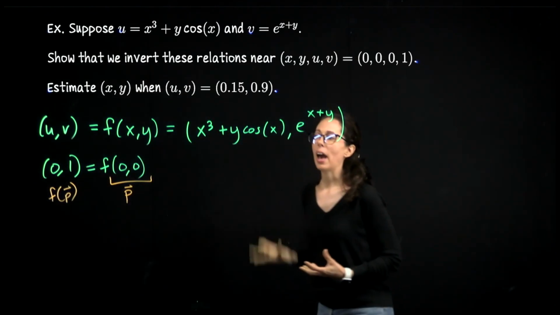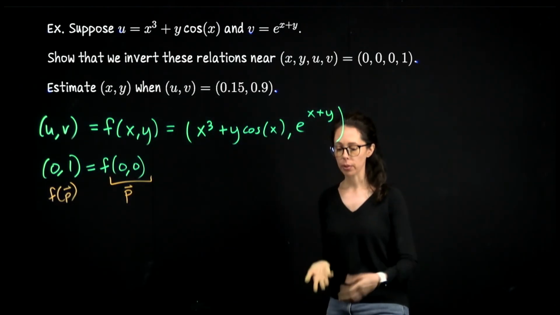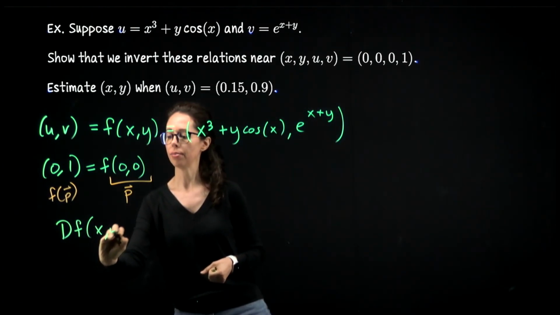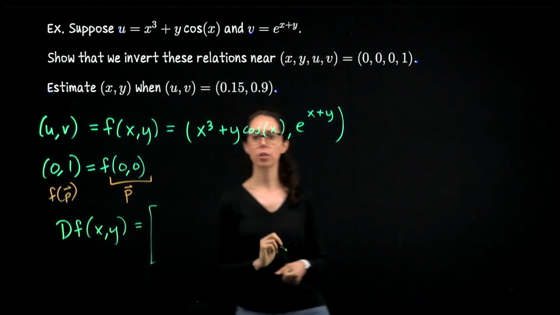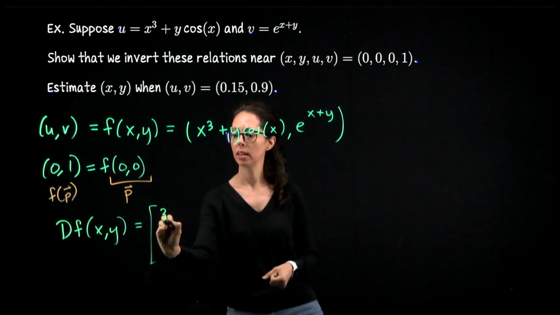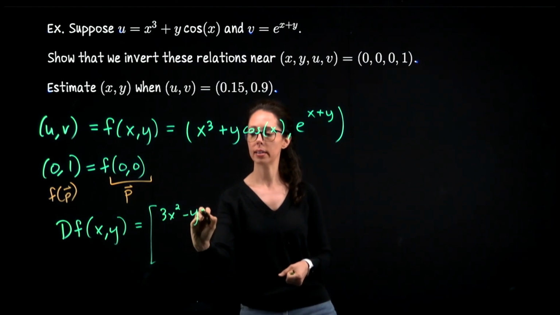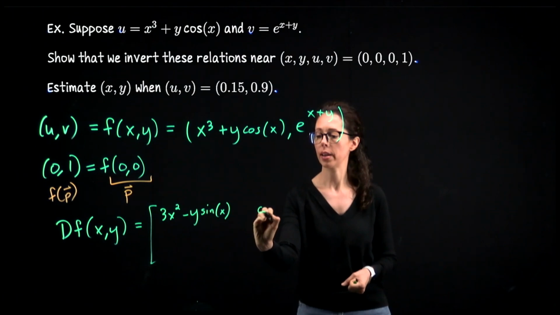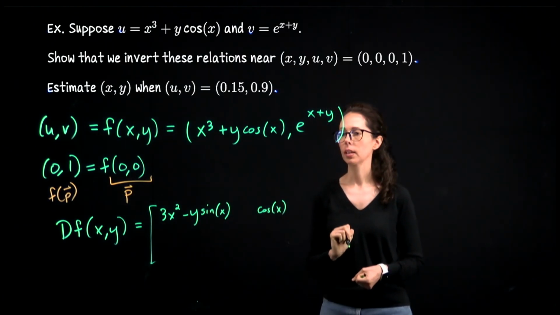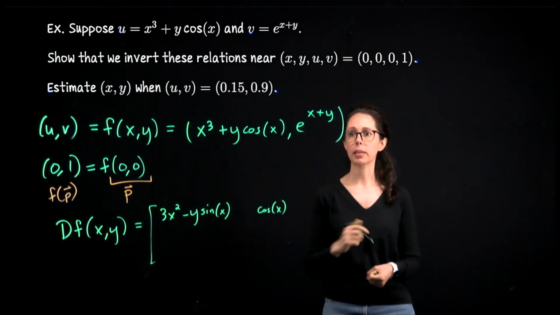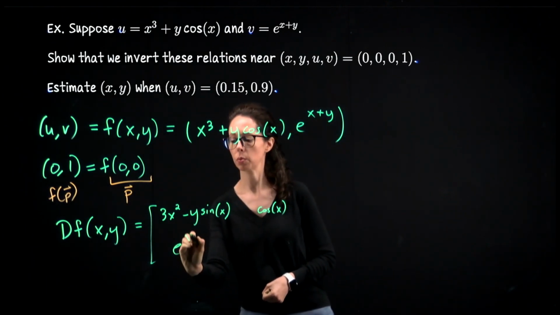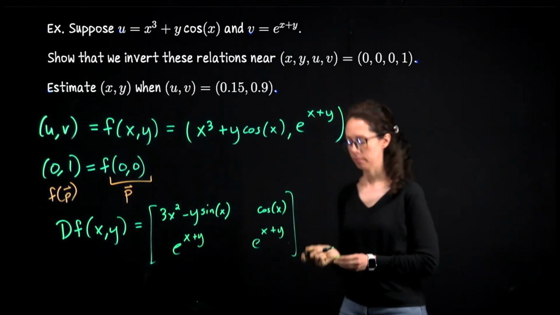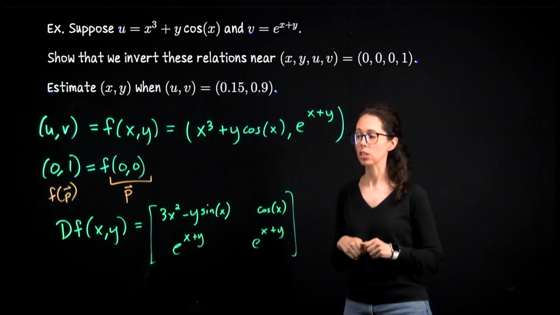All right, now that we actually have the function f written down, we can do things like compute its Jacobian matrix. Let's just jump right into it. So in general, df is going to be a 2 by 2 matrix, and it's going to look like 3x squared minus y sine of x, and then differentiate with respect to y, we get cosine of x. Now differentiate this with respect to x and y. It's pretty boring. It's just e to the x plus y in both coordinates. Okay, that's the Jacobian matrix in general.